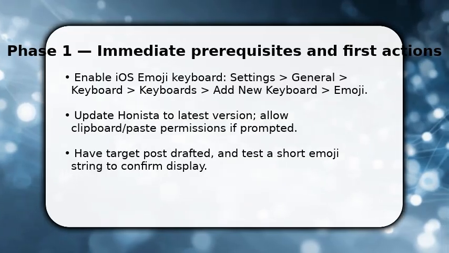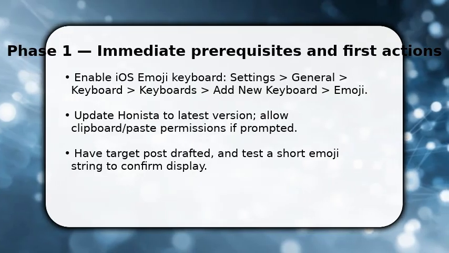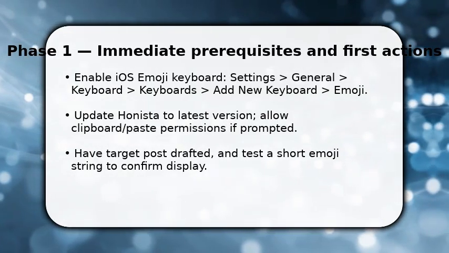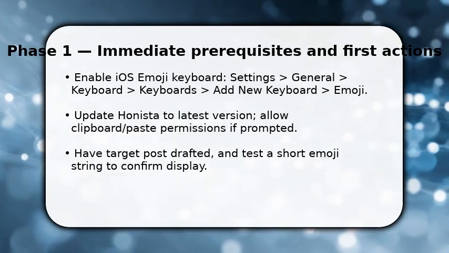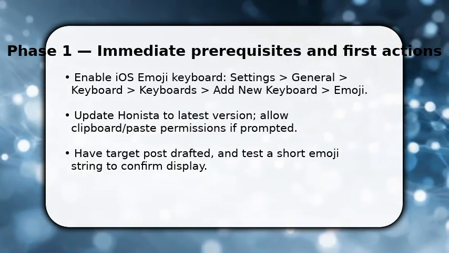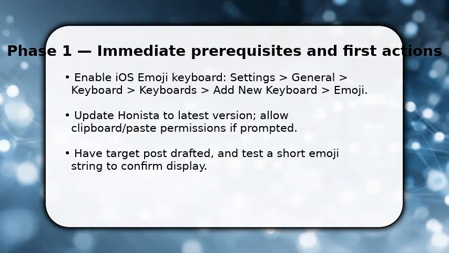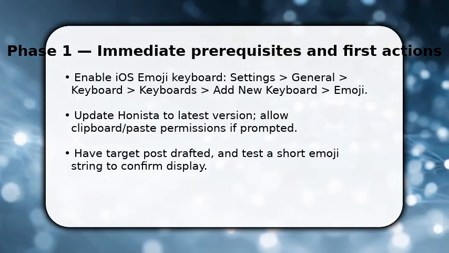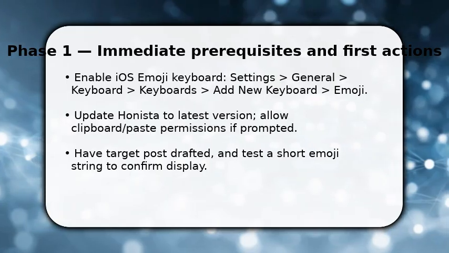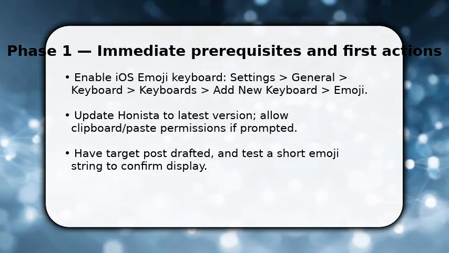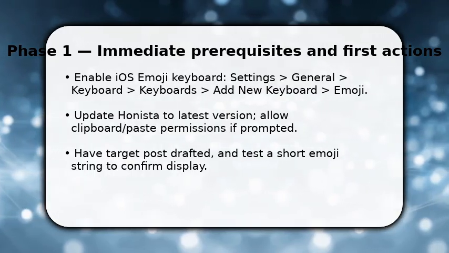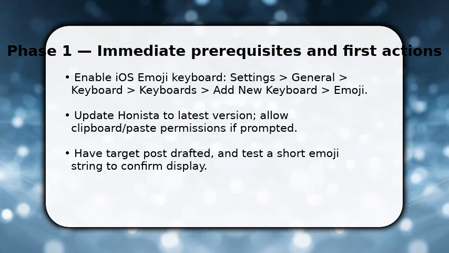You start by enabling the iOS emoji keyboard and making sure Honista is updated. This avoids display mismatches. Once done, grant clipboard or paste permissions when Honista asks, because you will copy and paste emoji. Next, open a draft post in Honista and type a short sentence, then switch to the emoji keyboard and insert a single emoji to verify rendering. This immediate test prevents issues later and gets you into the app workflow quickly.